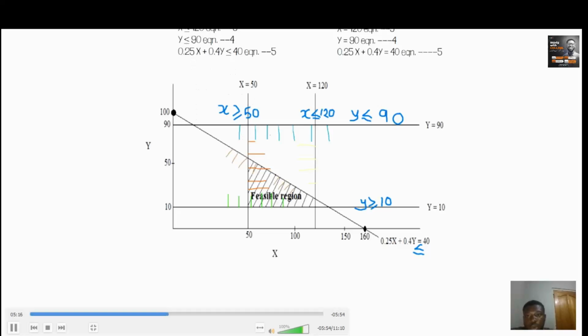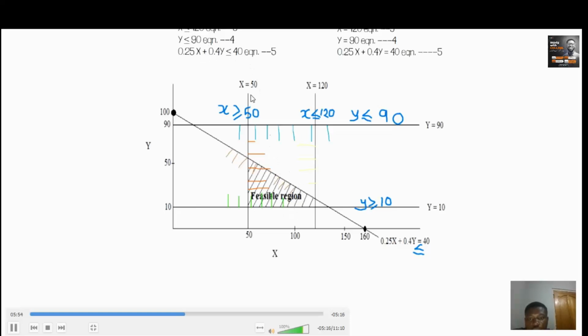For x is greater than or equal to 50, and this is this line. X is greater than or equal to 50. This is this line, and the inequality sign is pointing towards which direction? It's pointing towards this direction. That is why I have used these orange lines to indicate that they are pointing towards this direction. Then we move on to y is greater than or equal to 10. So y, we have the y value, and it is pointing towards this direction.